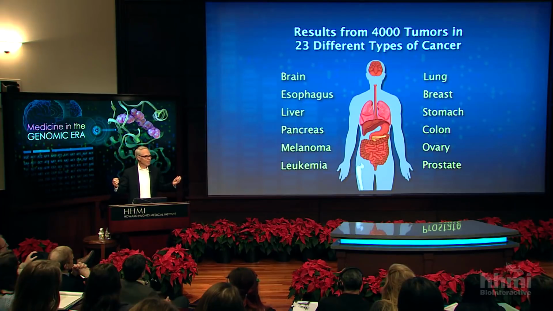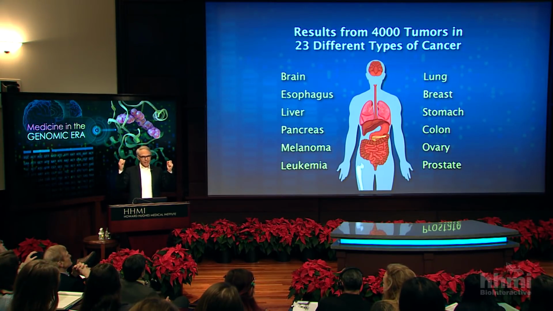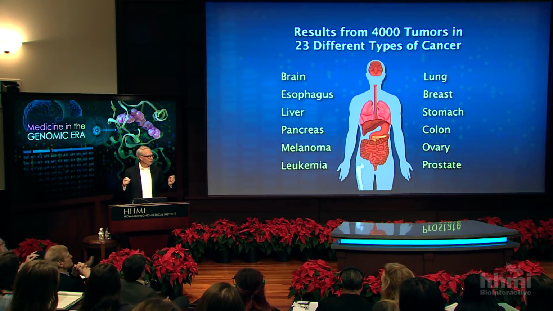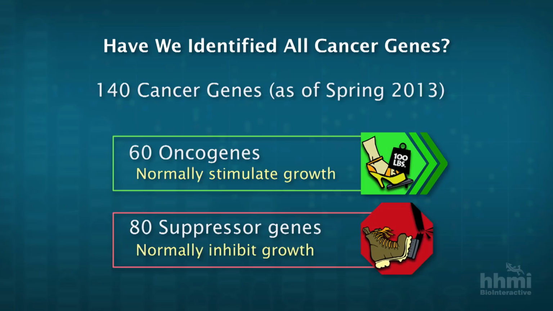So I want to pause for a minute and just get you to think about what are the possible questions that can be asked and answered once you have this avalanche of data. And one of the first ones that comes to mind is, in each individual patient's tumor, how many mutations actually are there? Well, as of a data analysis from earlier this year, the number of cancer genes is 140.